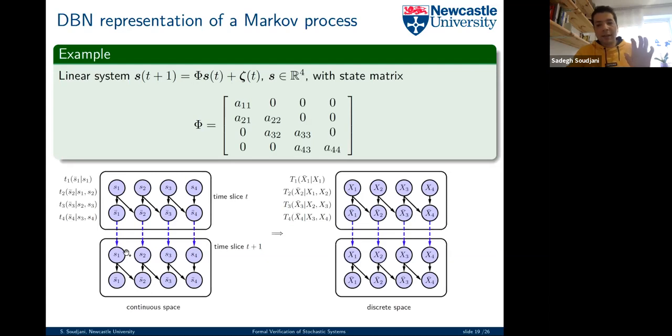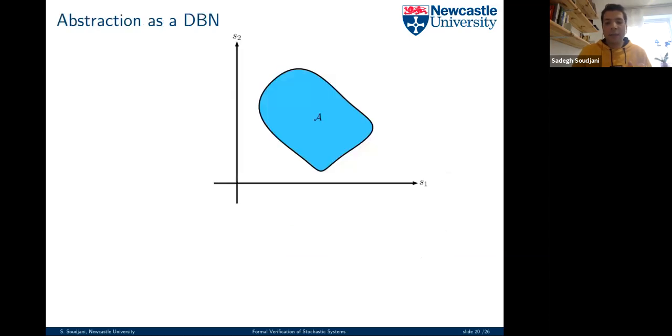And now I want to discuss how this discretization works, how we can go from these conditional continuous density functions to tables. I give this construction over a two-dimensional domain just for visualization, but the approach is general. Suppose you have two states, S1 and S2, and you have a safe set A, which is not aligned with the coordinates.